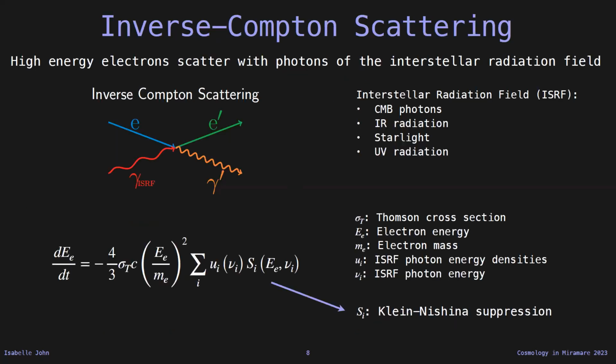Then for inverse Compton scattering. This is a process where a high energy electron or positron scatters with a photon from the interstellar radiation field. That's, for example, a CMB photon or a starlight photon. And it transfers some of its energy to that photon. Now, as you can see in this equation, this interaction is further suppressed at high energies due to kinematic reasons when we have high electron and high photon energies. This is called Klein-Nishina suppression. I just mentioned it here for completeness.